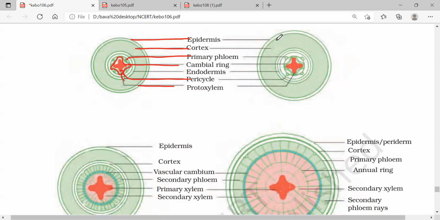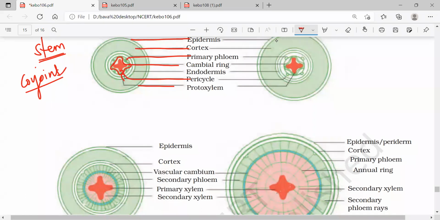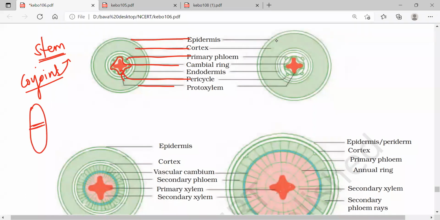Why? Because in roots it is not like the stem, right? In the stem, what type of vascular bundle is there? Conjoined. Here in the stem it is conjoined. What is conjoined? Both xylem and phloem are present on the same radius. Correct. But what do we see in the root? In the root the vascular bundles are radial. Okay, very good.